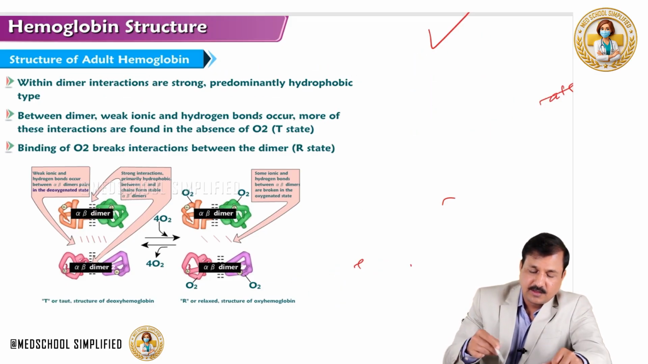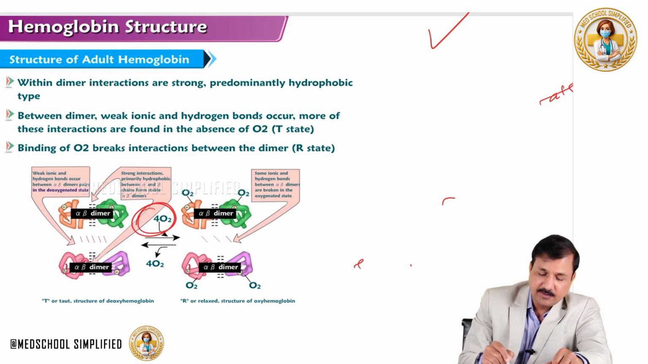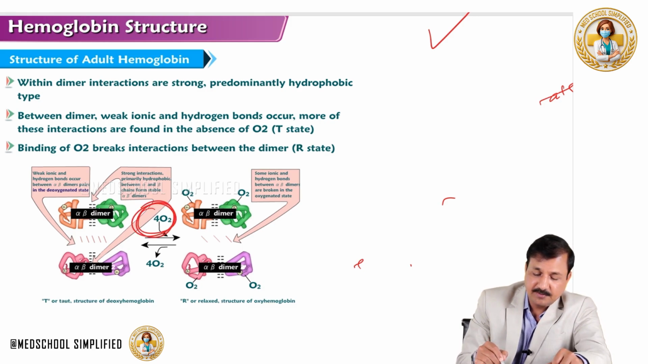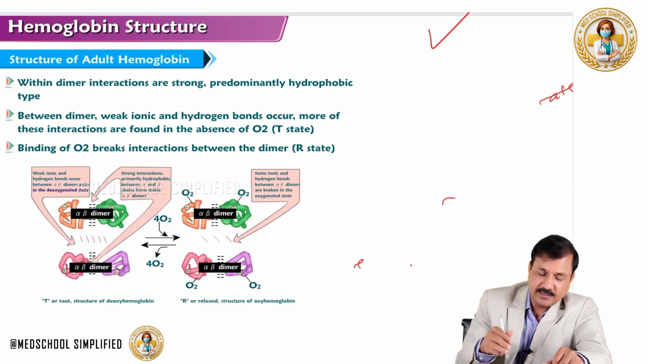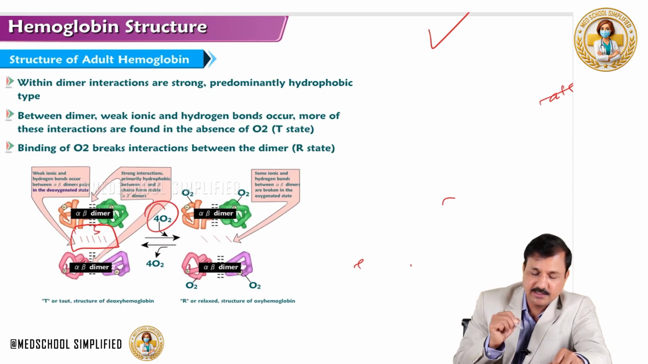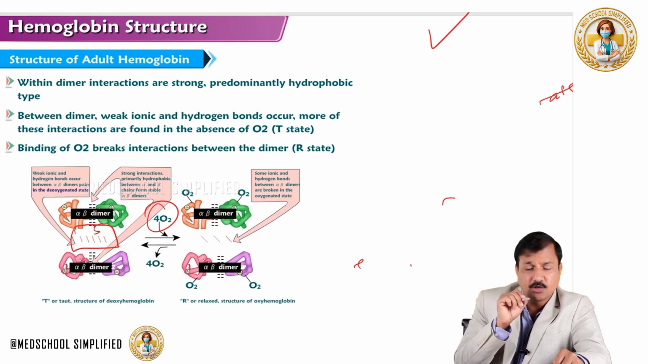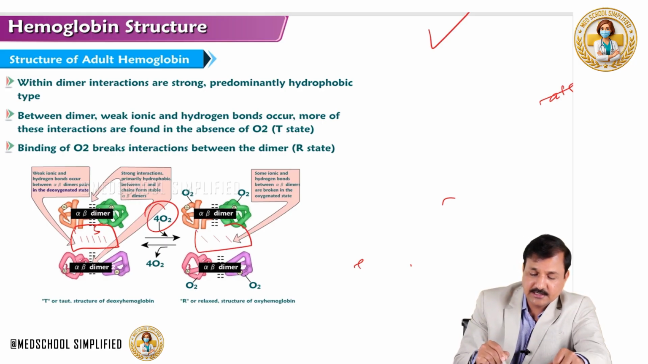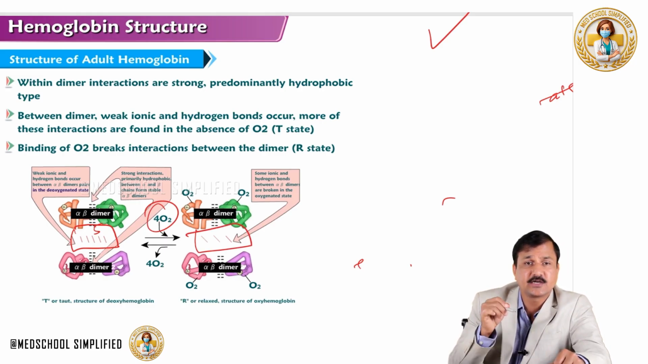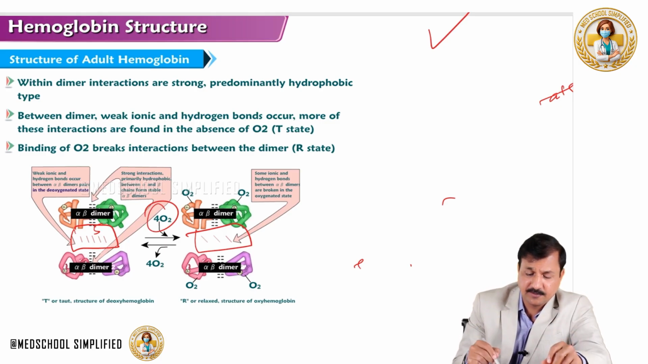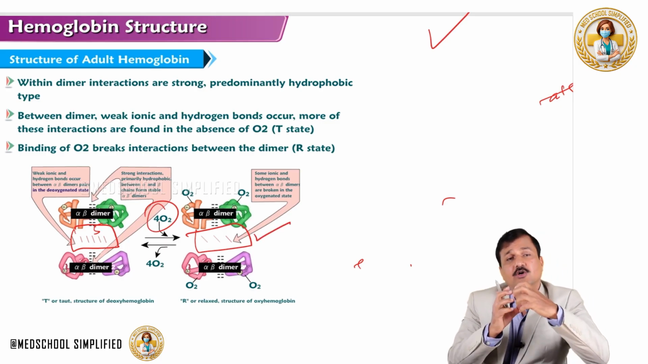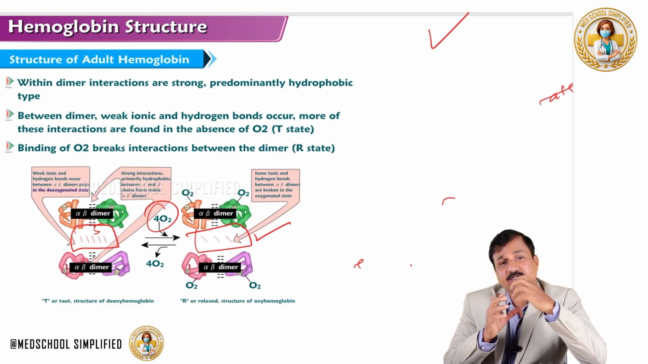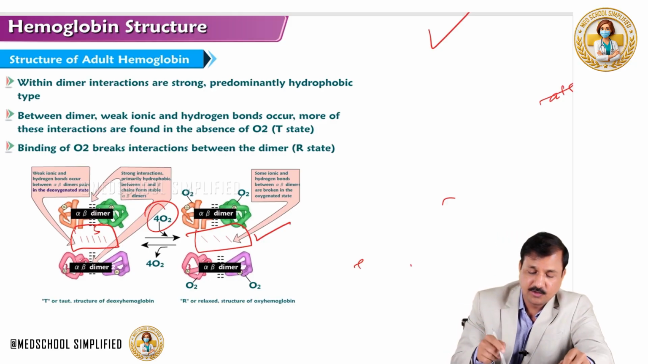When oxygen binds to a hemoglobin molecule, as you see, there will be breakdown of these salt bridges. Count the number of red lines between dimer 1 and dimer 2. Here there are 5 red lines shown. When oxygen binds to the hemoglobin subunits, these red lines are broken down, that is, ionic interactions and hydrogen bonds between dimer 1 and dimer 2 are broken. So it becomes relaxed. So it is the R state of hemoglobin.